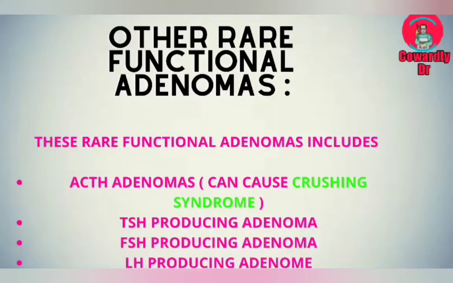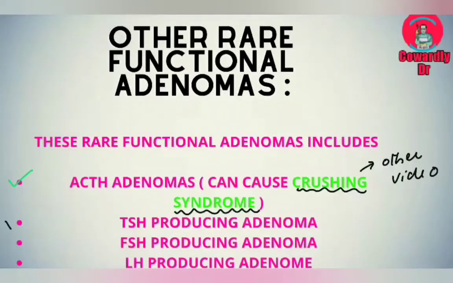Other rare functional adenomas include the ACTH adenomas. They can cause the Cushing syndrome. We will discuss the Cushing syndrome in another video. They can also cause the TSH producing adenoma. They can also cause the FSH producing adenoma. They can cause the LH producing adenoma.